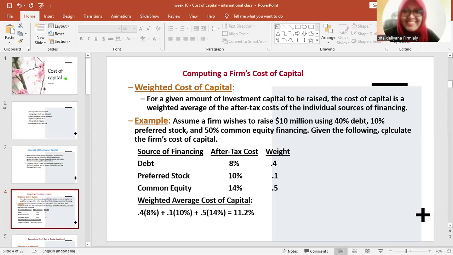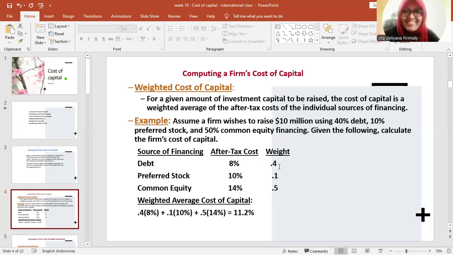You were asked to calculate the firm's cost of capital. You can see here for the source of financing, we have three sources: the first one is the debt, the second one is the preferred stock, and the third one is the common equity. The after-tax cost for the debt is 8% and the weight is 40%. For the preferred stock, the after-tax cost is 10% and the weight is 10%. For the common equity, the after-tax cost is 14% and the weight is 50%.